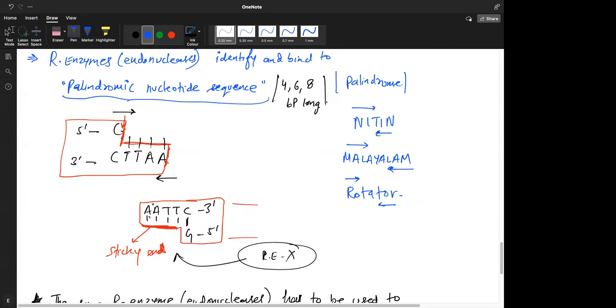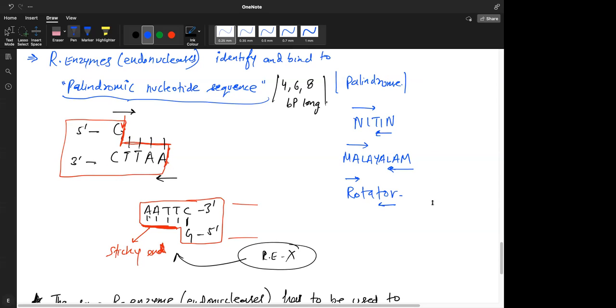It's the sequence to which the nucleotides bind. For example, here CTTAA will bind to AATTC, because in either direction it reads the same way, right? But how is it related to restriction endonucleases? What is its relation with the restriction endonucleases?